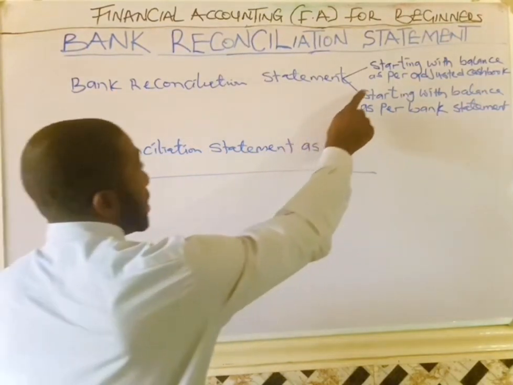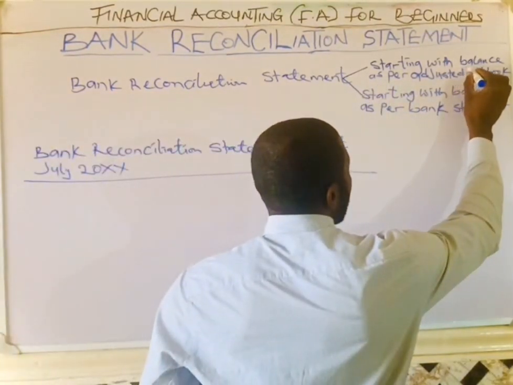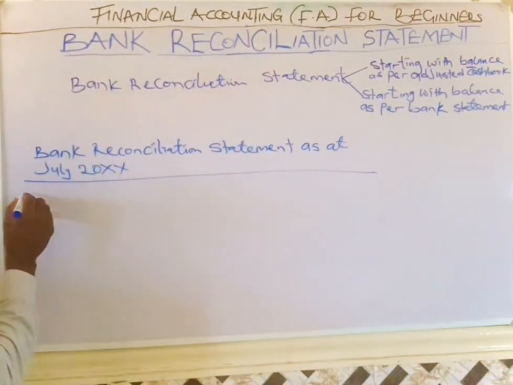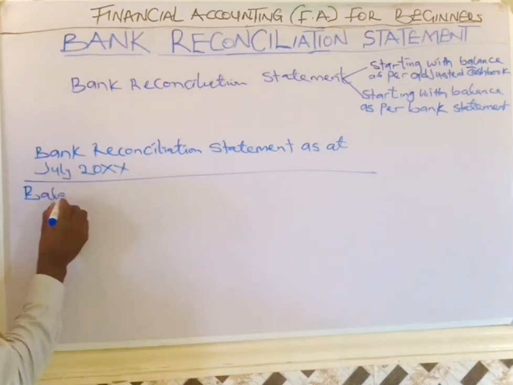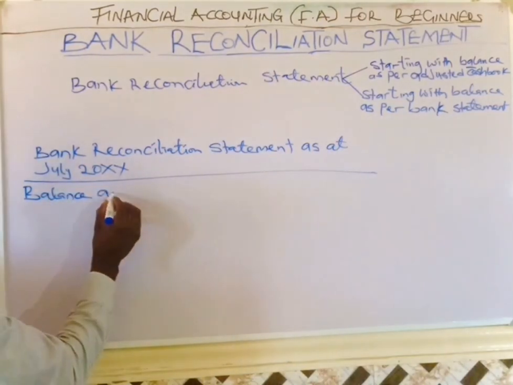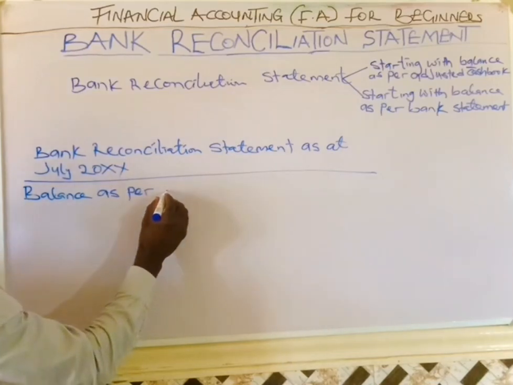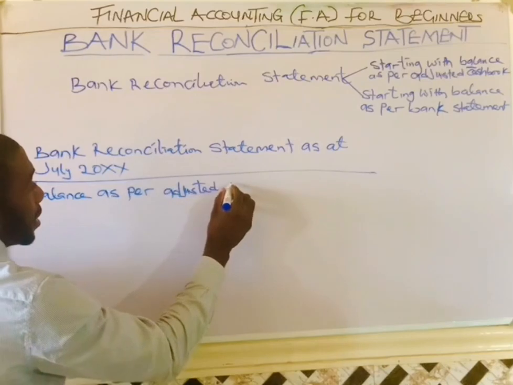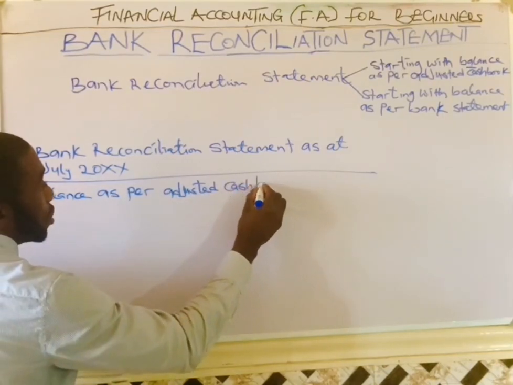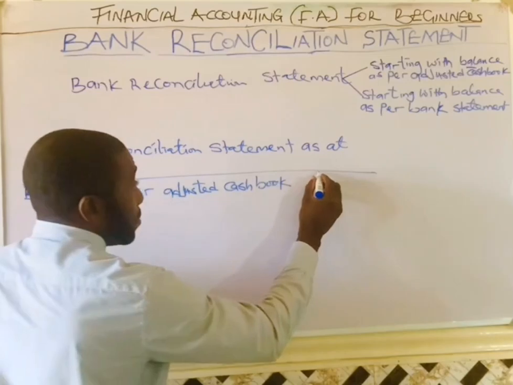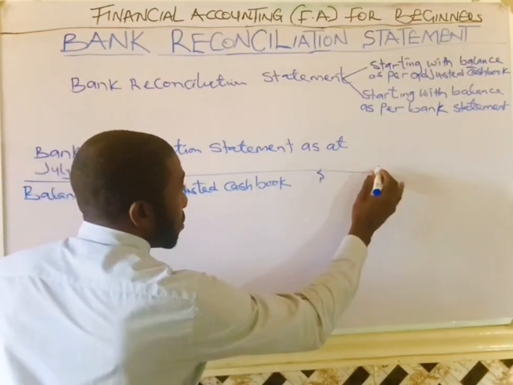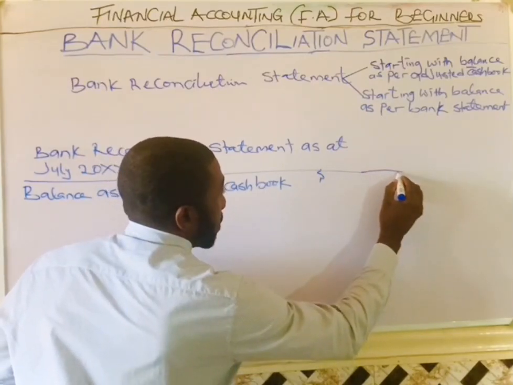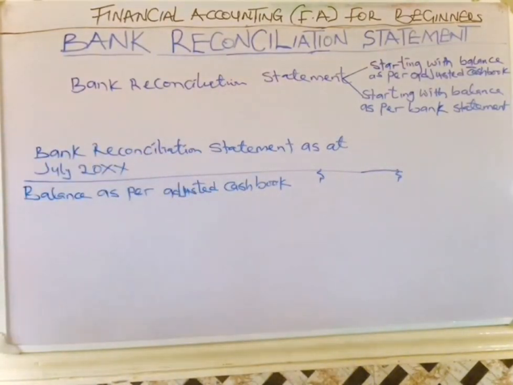So if we are starting with the balance as per adjusted cash book, we say balance as per adjusted cash book. This is very simple. Please, you will get it all. You will get everything. Just listen. Your currency sign and your currency sign.